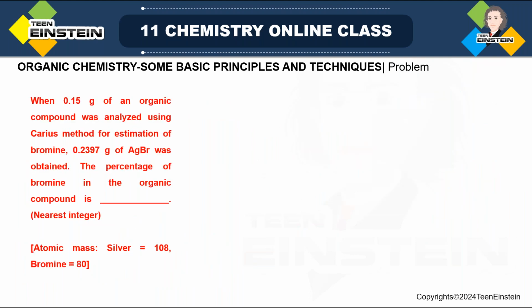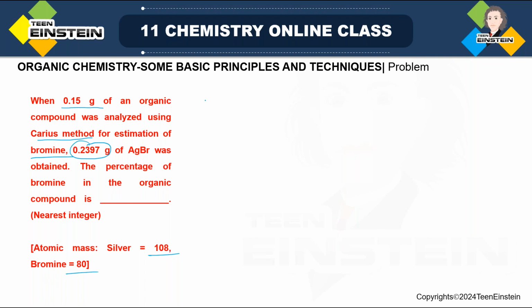Now we have this problem which is based on Carius method for estimation of bromine. It may be for any halogen, but in this case it is for bromine. When 0.15 gram of an organic compound was analyzed using Carius method for estimation of bromine, this is the amount of AgBr obtained. Percentage of bromine we have to find. Atomic mass is given for silver and for bromine.